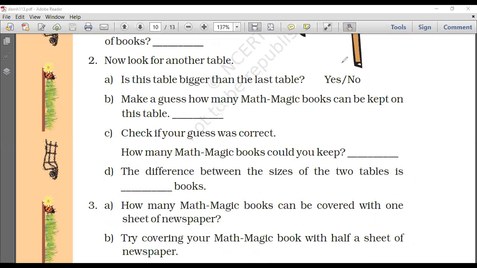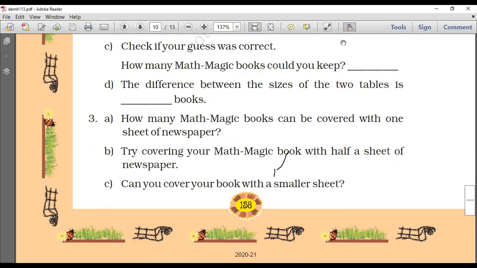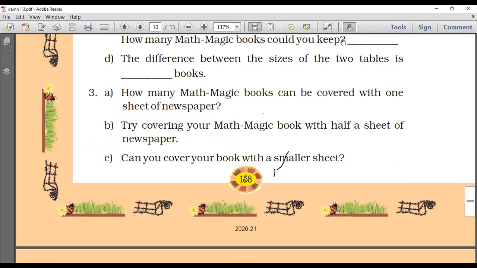Learn it, try to do it, and which area, which part is not covered by the textbook, you also have to tell me. That's wonderful. If it is a circle, it's even better. So this is another exercise you have to do. This is an activity: how many math projects can be covered with one sheet of newspaper?